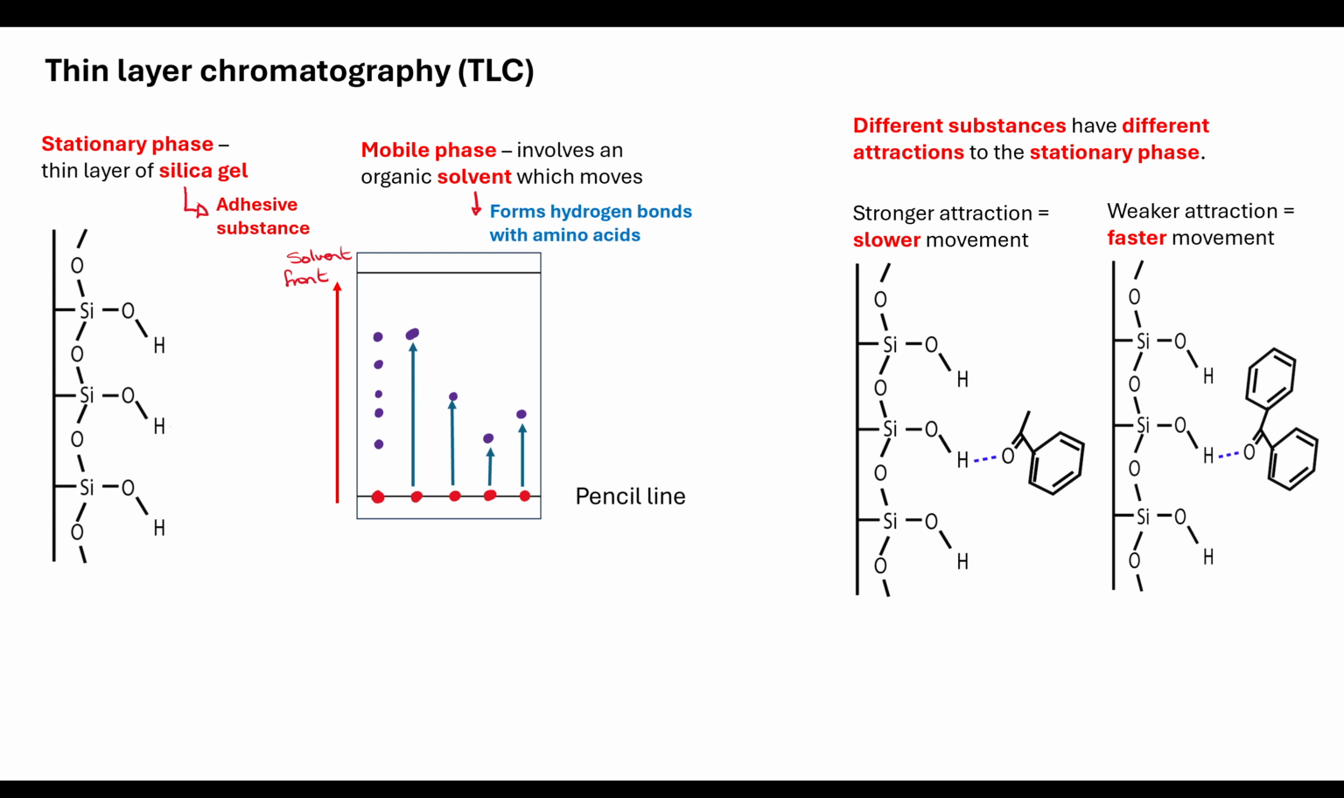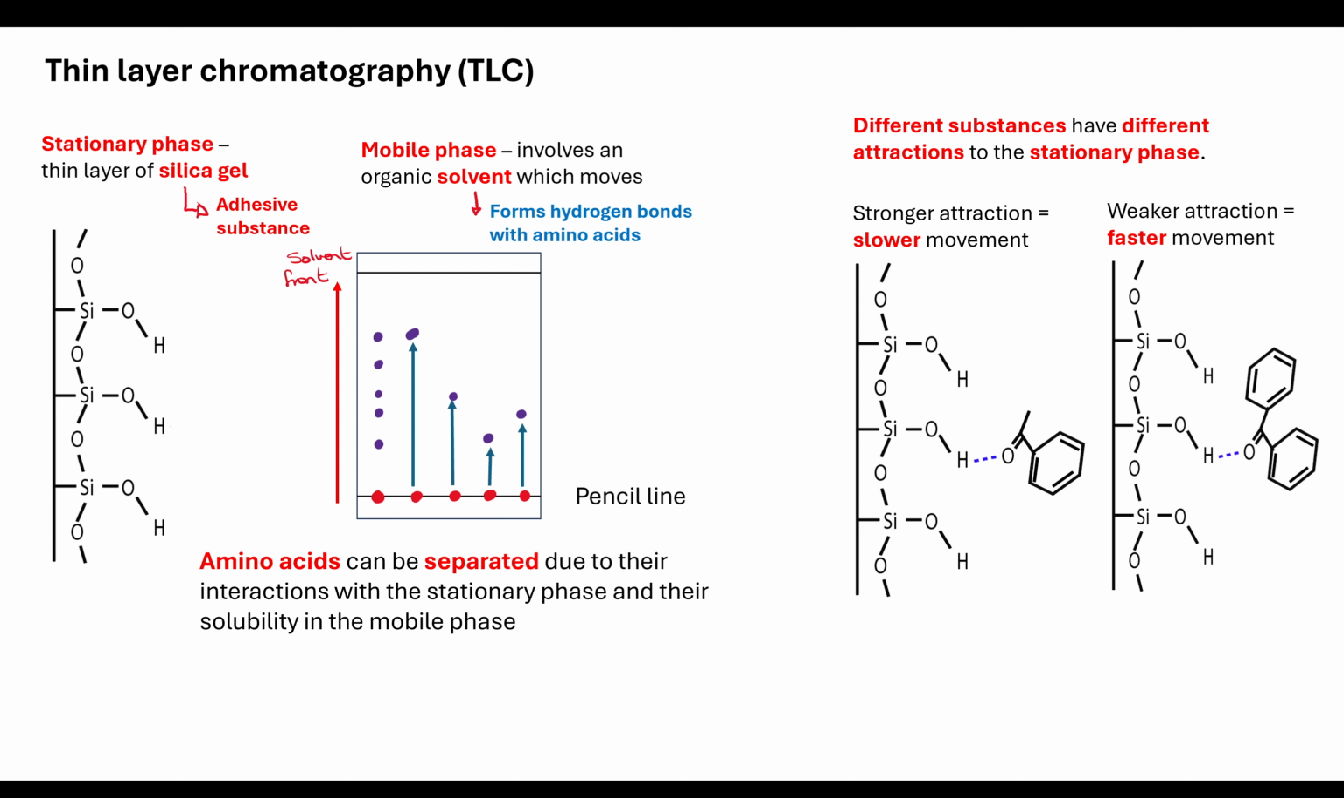So therefore, what that means is we can actually take the amino acids or the proteins or the carbohydrates, and we can separate them out due to these interactions with the stationary phase and their solubility in that mobile phase. And what that means is that we're able to work out this retention value based on the distance moved by the molecule divided by the distance moved by the solvent.